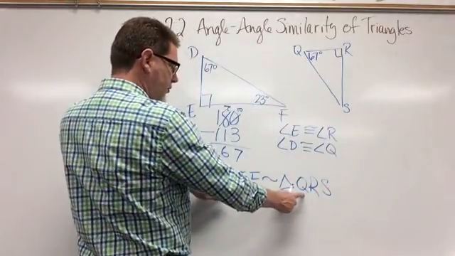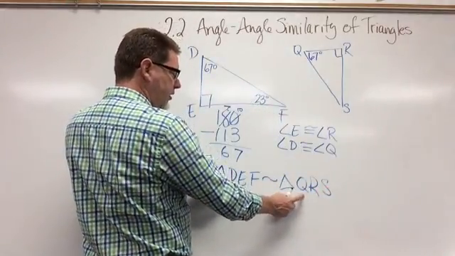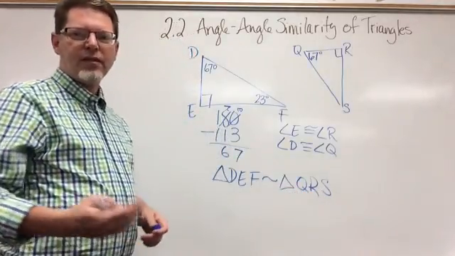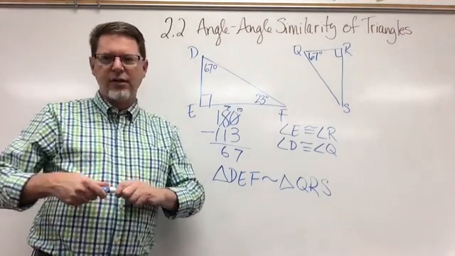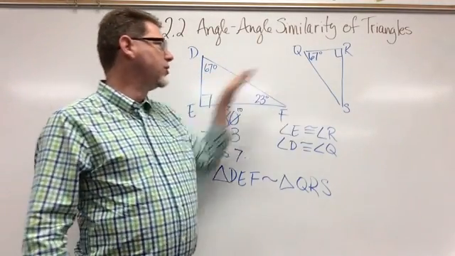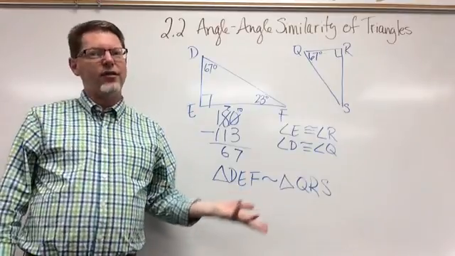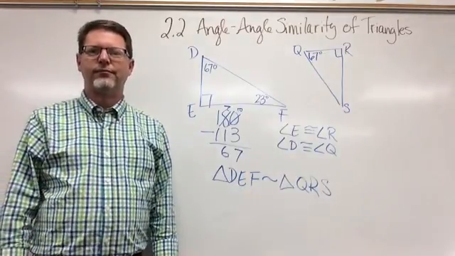So we notice that the two angles that are in the same position, D and Q are the same, E and R are the same, F and S are the same. That's important when you write your similarity statement. So now we've proven that these two triangles are similar. So now if we needed to find a missing side, we could set up a proportion.